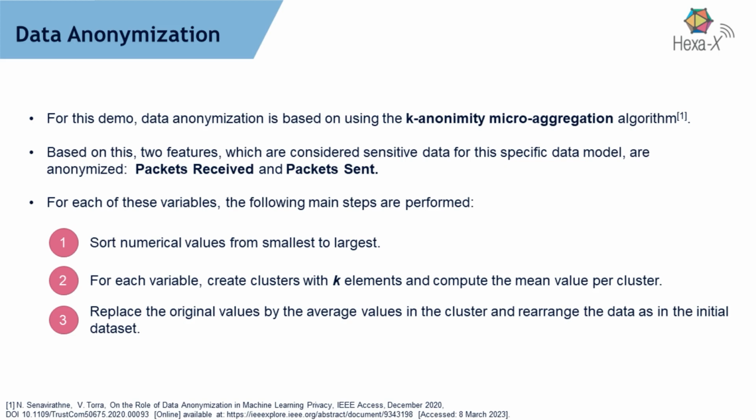In this case, as an example, the anonymization process is applied to the packets received and the packets sent parameters, which are numerical values. The process basically consists in clustering and averaging the original data to produce new data in the same range of values.